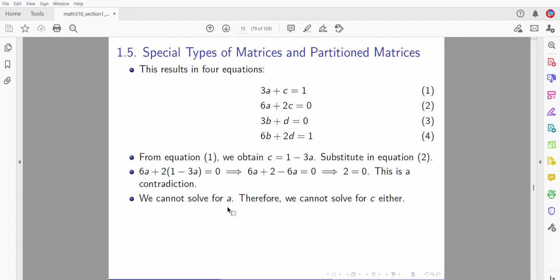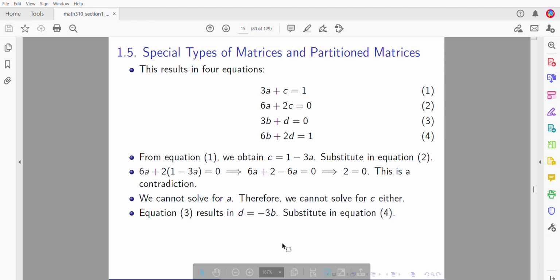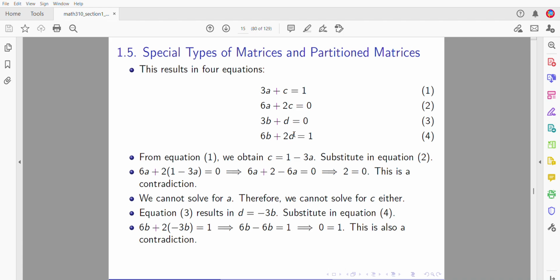If we cannot solve for A, we cannot solve for C either. Which means, likewise, actually we could stop here, but let's try and find B and D. Use equation 3. Identify D. D is negative 3B. Plug in 4. 6B plus 2 times negative 3B is 1.